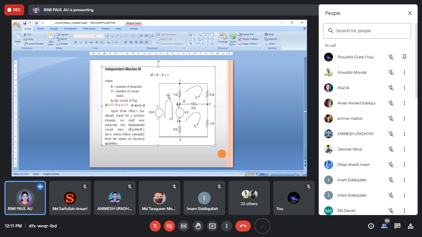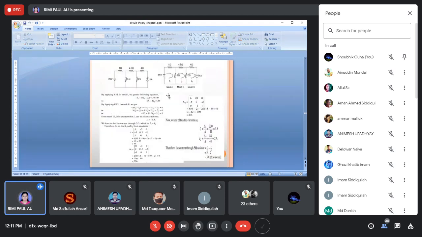And if you become expert, then you can easily say how many loops are required in mesh analysis. So today we'll solve this problem, and this problem is solved using Cramer's rule.